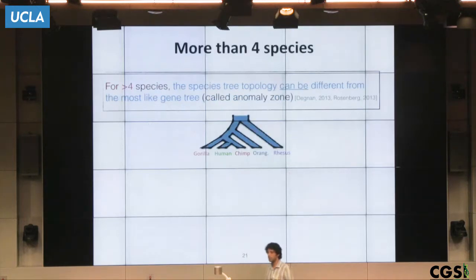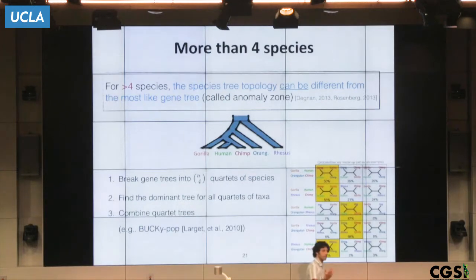The problem is when you go to more than 4 species, these results don't hold up anymore. Now you can have situations that are called the anomaly zone, where your most probable gene tree is different from the species tree. So you can't just list all the gene trees, count them up, take the most frequent one and say this is my species tree. What you can do instead is play a very simple trick. If you have 5 species, you divide your data set into all n choose 4 possible quartets.